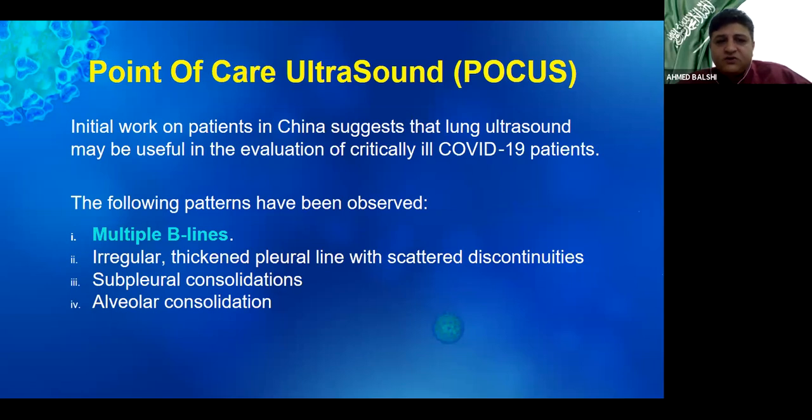What are the most common patterns found and observed in patients with COVID-19 in PoCUS? Multiple B lines. Multiple B lines is the most common. Other patterns are irregular thickened pleural lines, scattered discontinuation, subpleural consolidation, and alveolar consolidations.